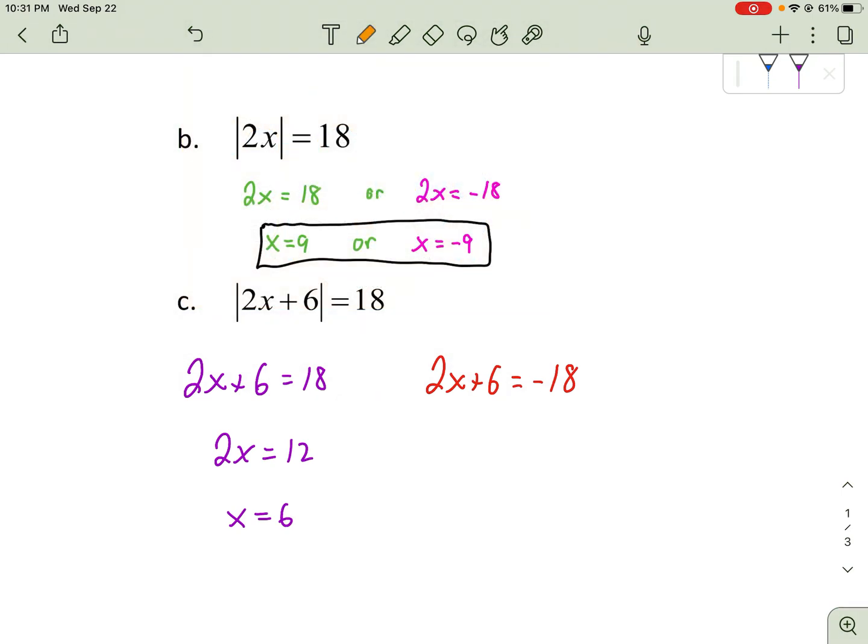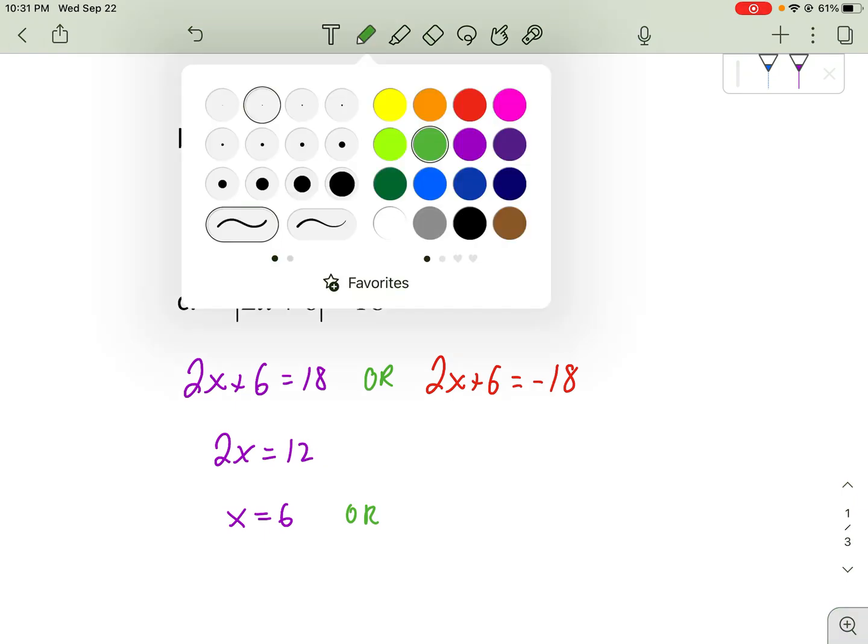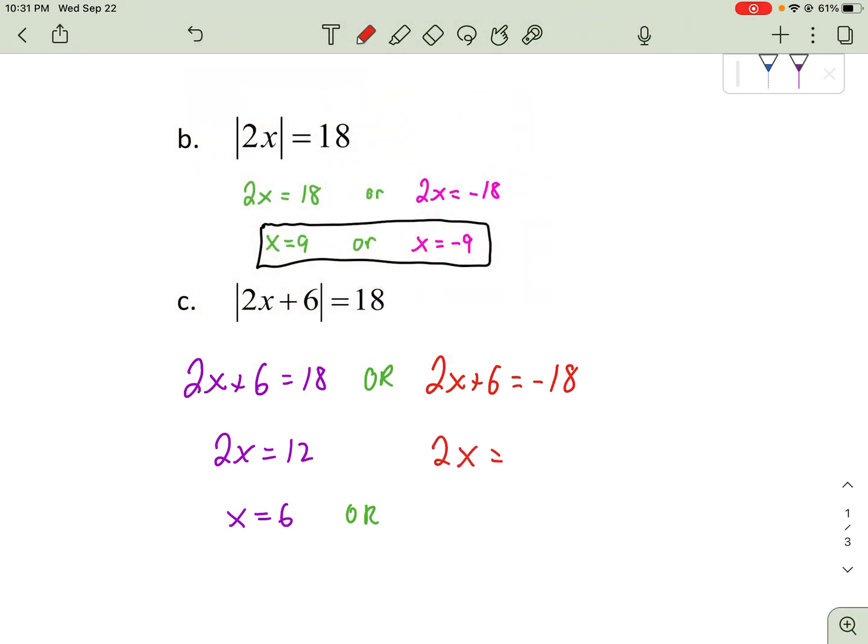Now I'm going to put the word or in between here, because these can't both occur at the same time. I guess I don't really need it until the final answer here at the end. But again, I'm going to subtract 6 and get negative 24. Divide by 2 and you get x equals negative 12.